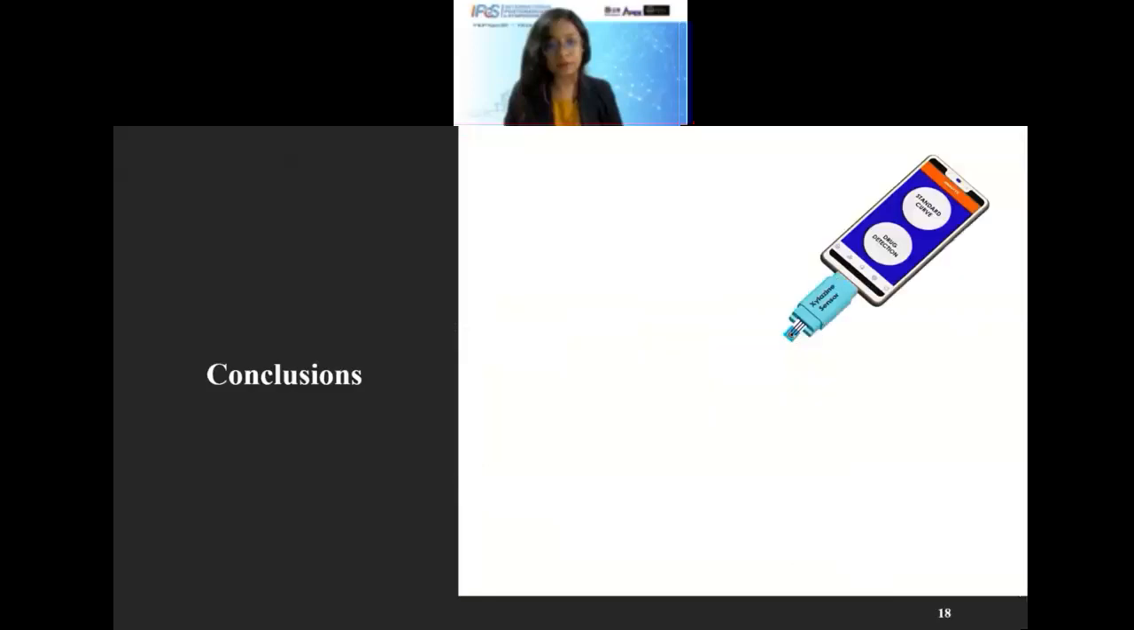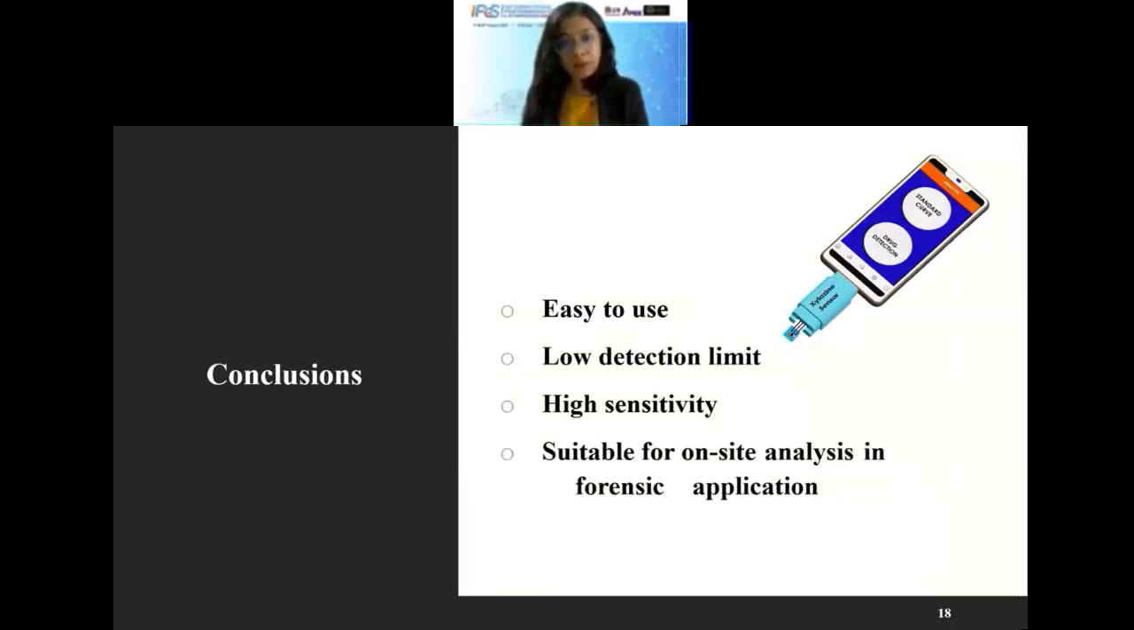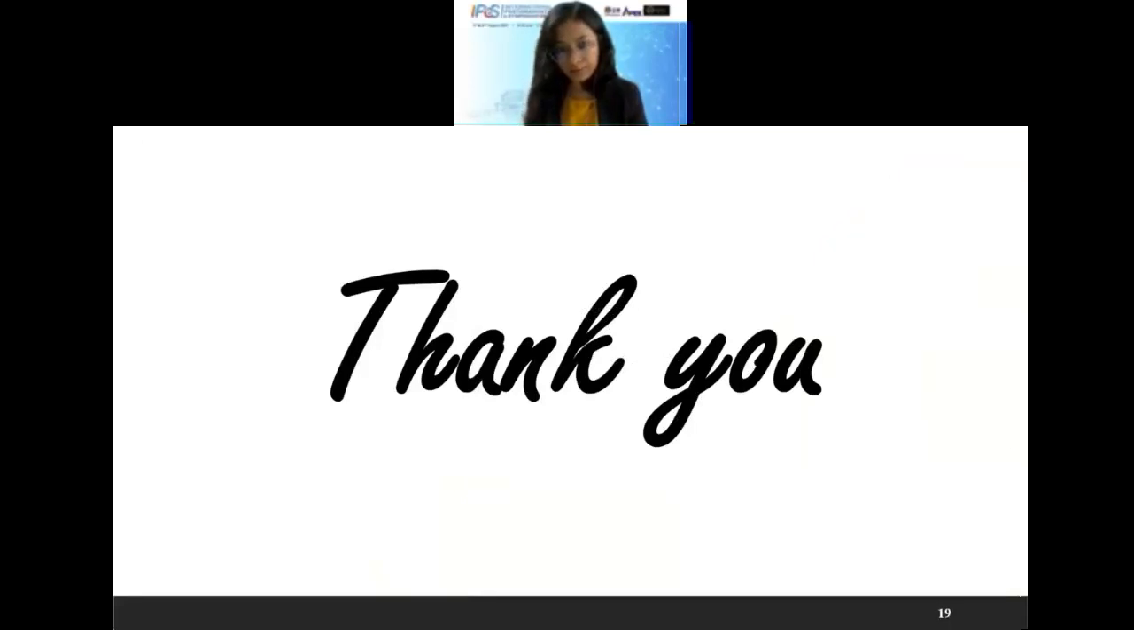Finally, this research can be concluded that the developed sensor is easy to use, provides a low detection limit and high sensitivity, and is suitable for on-site analysis in forensic applications. Thank you.